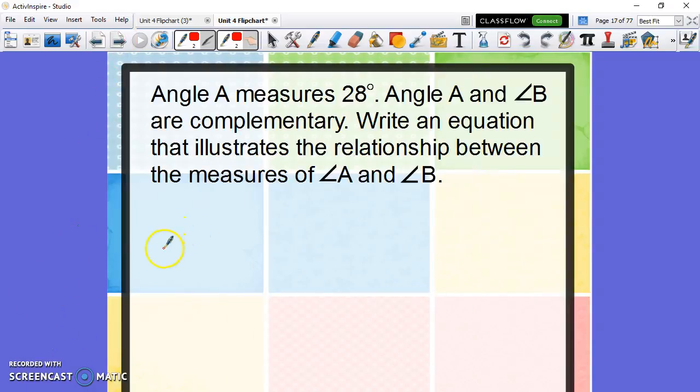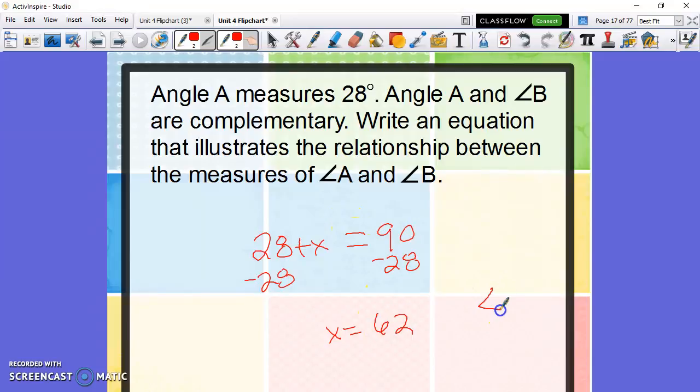All right, we're going to do a couple of word problems. Angle A measures 28 degrees. Angle A and angle B are complementary. Write an equation that illustrates the relationship between measure of angle A and measure of angle B. If it is complementary, it's going to be equal to 90 degrees. So 28 plus x will give us 90 degrees. To solve that, we'll subtract 28 from each side. So 90 minus 28 is going to give us 62. So now we know that the measure of angle B is equal to 62 degrees.